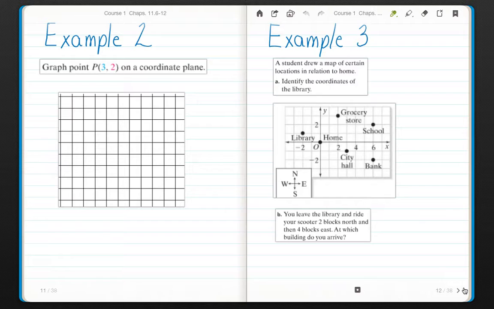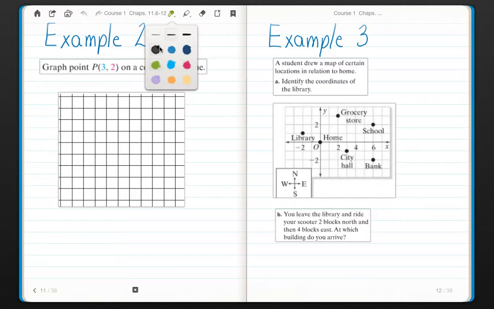In example 1, we were given some points and asked to write their ordered pair. Now we're going to do the reverse. Graph point 3, 2 on a coordinate plane. So the first thing that you will need to do is draw a coordinate plane. For quick check 2, you can put all of the points on the same plane. You don't need to redraw it every time.